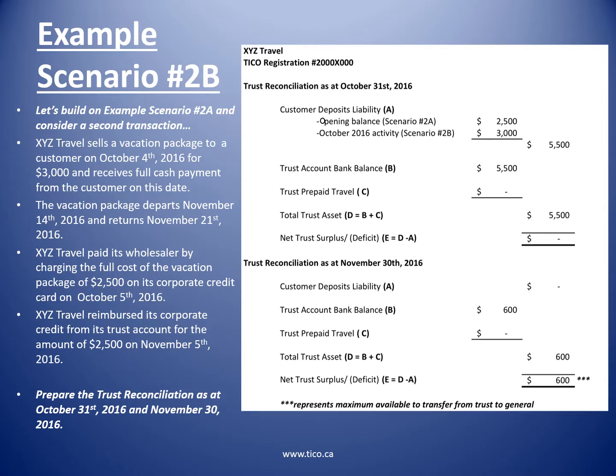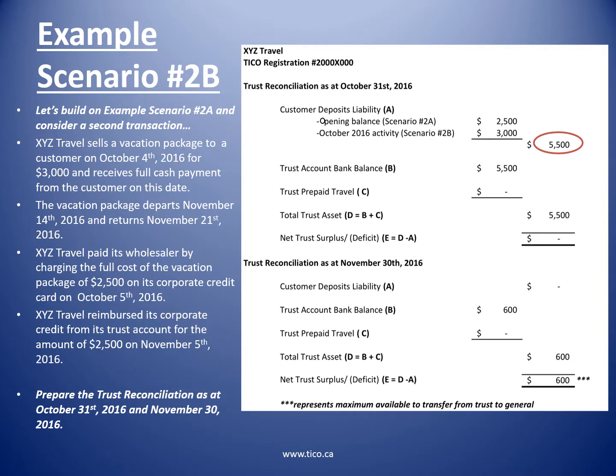As we can see in this scenario, as at October 31st, 2016, we had received $3,000 of customer funds for future travel for which the related travel supplier had not yet been paid in full. $2,500 was charged on the corporate credit card, but it was only reimbursed from the trust account on November 5th, 2016. We also had an opening balance of customer deposits liability of $2,500 from our previous example that must be rolled forward until it is extinguished.